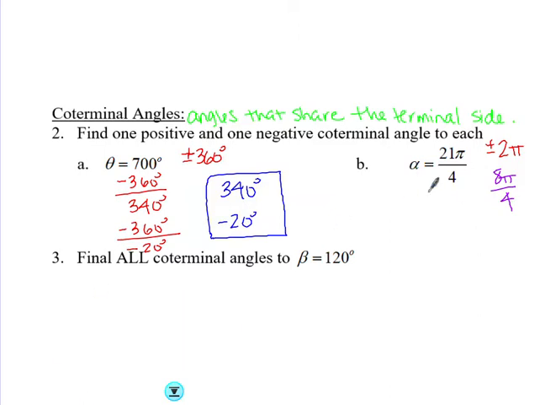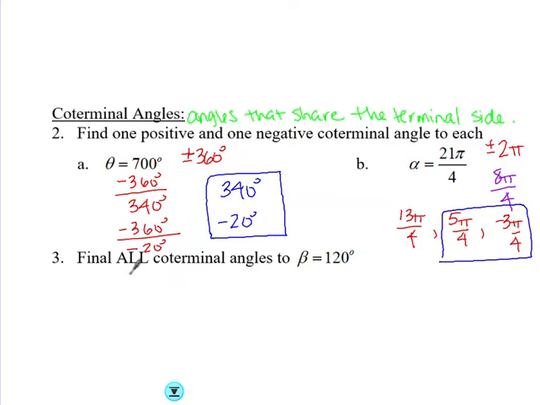If I start subtracting, 21 pi over 4 minus 8 pi over 4 gives me 13 pi over 4. If I subtract 8 pi over 4 again, I get 5 pi over 4. If I subtract 8 pi over 4 again, I get negative 3 pi over 4. Technically, all of these are coterminal angles with 21 pi over 4. But I just need to pick one positive and one negative angle. So I pick these two.